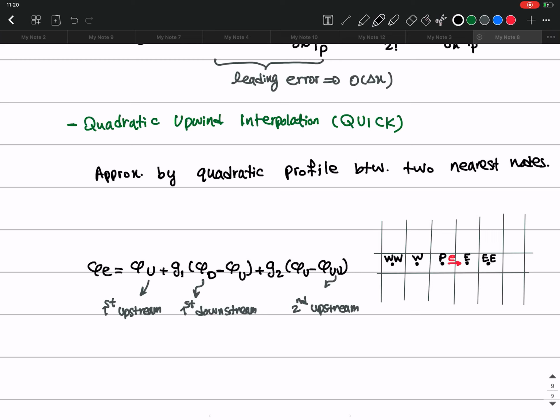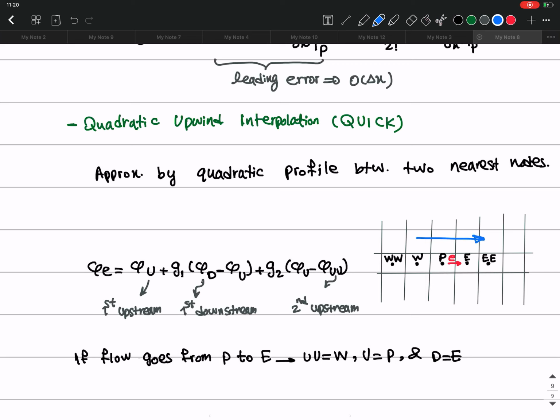Okay. So if flow goes from P to E, that is left to right, then the first upstream is going to be P, and the downstream is going to be E, right? How? If you have this flow in this direction, then this is going to be the first upstream, this is going to be the second upstream, W, and then this is going to be the first downstream term, right?